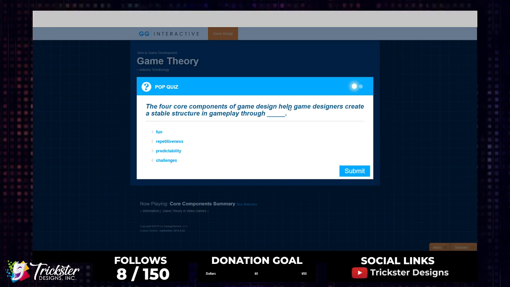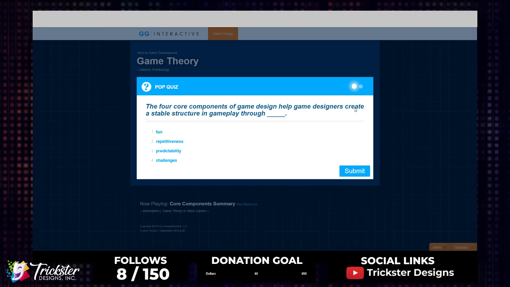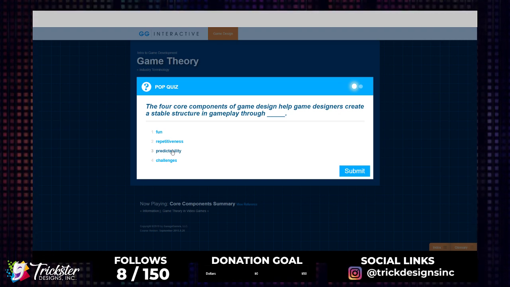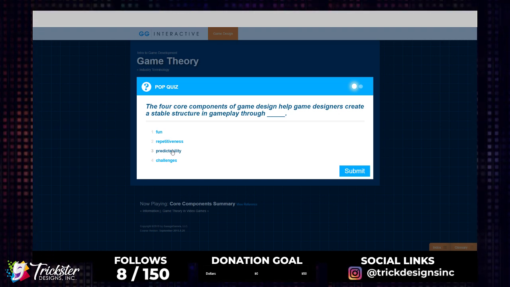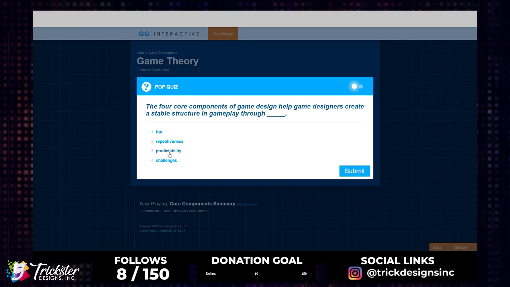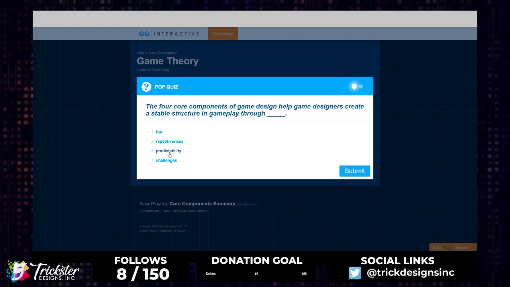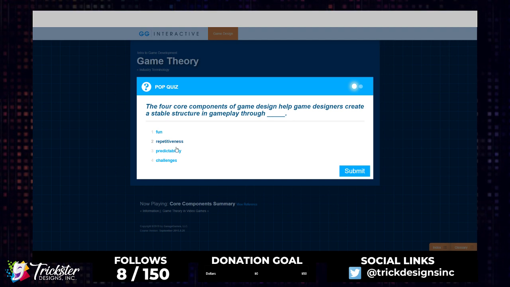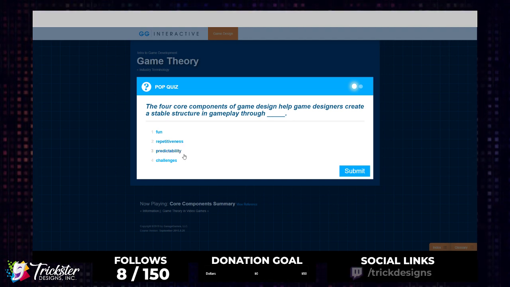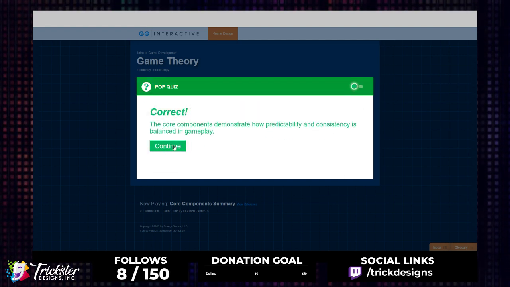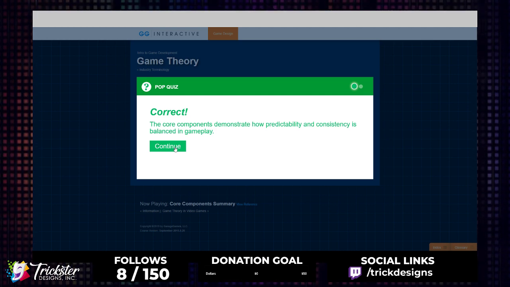The four components of game design help game designers create a stable structure in gameplay through... I want to say repetition or predictability. Oh shit. I'm not looking at the chat, I'm guessing, but oh my god, they were just talking about predictability. Yay! I mean, come on. Although you get to that predictability through repetition, so it's not entirely wrong.